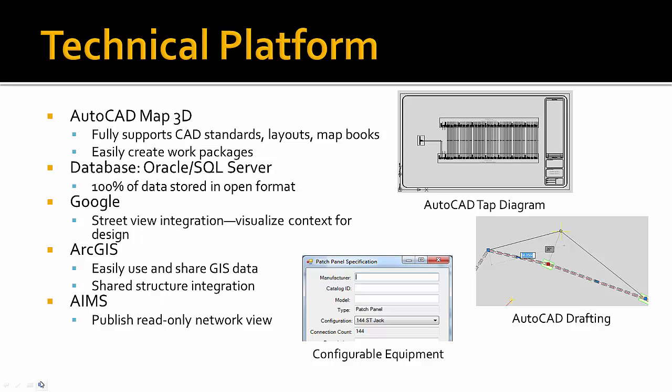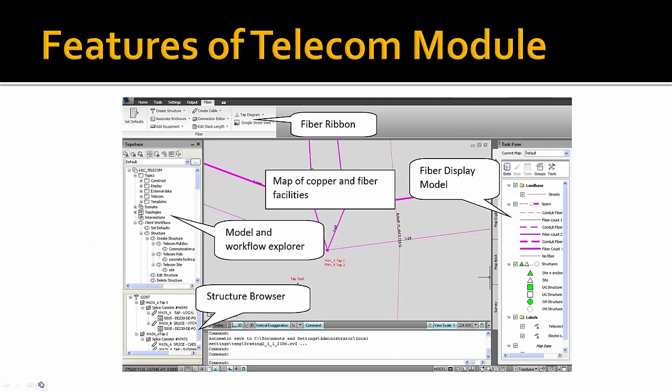So that's the technical platform, and I just want to go through, at a very high level, and introduce you to some of the features so that you know we're prepared, and so we see things in context with Frank's demo. One important part is the fiber ribbon here. It's just another Map 3D fiber tool. There's the fiber display model. It's a display model like any of the other display models you might see in Map 3D. There's the industry model there.